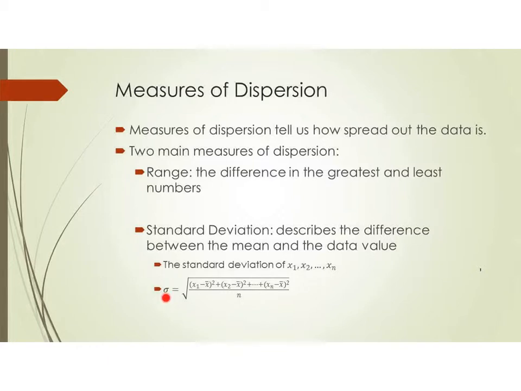So this is a lowercase sigma, and it's going to stand for standard deviation, equals the square root, your data point minus the mean, that number then squared, plus the next data point minus the mean, that number squared, and on till the last data point minus the mean, that number squared, and you're going to divide it all by n, which is going to be how many data points you have, and then square root it all. So you do need that written down.